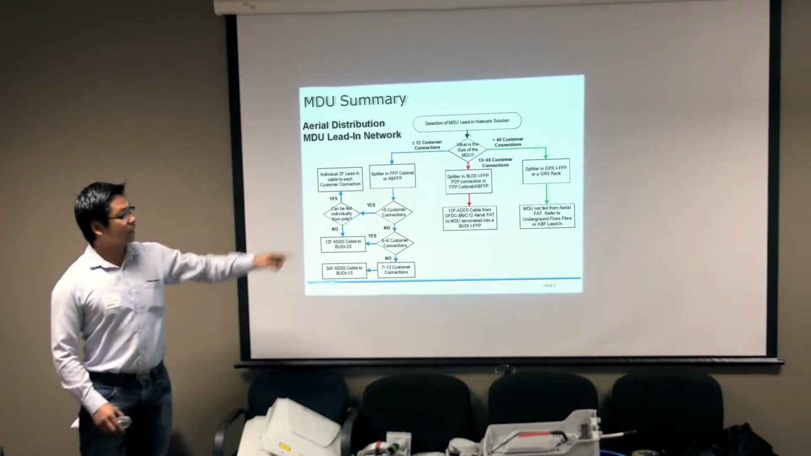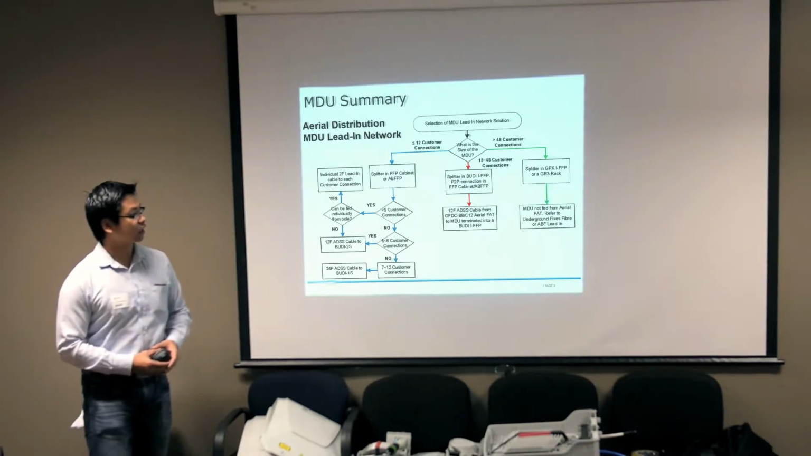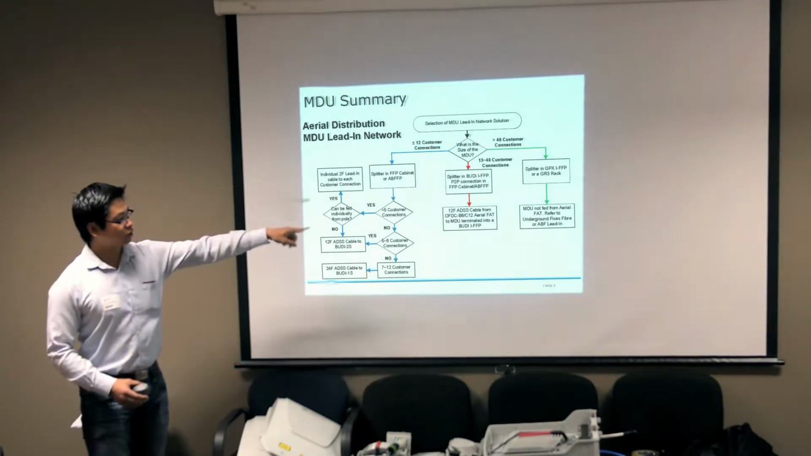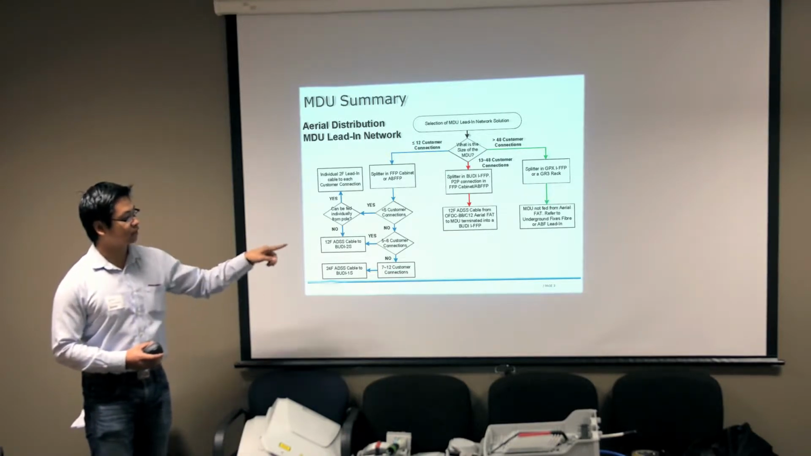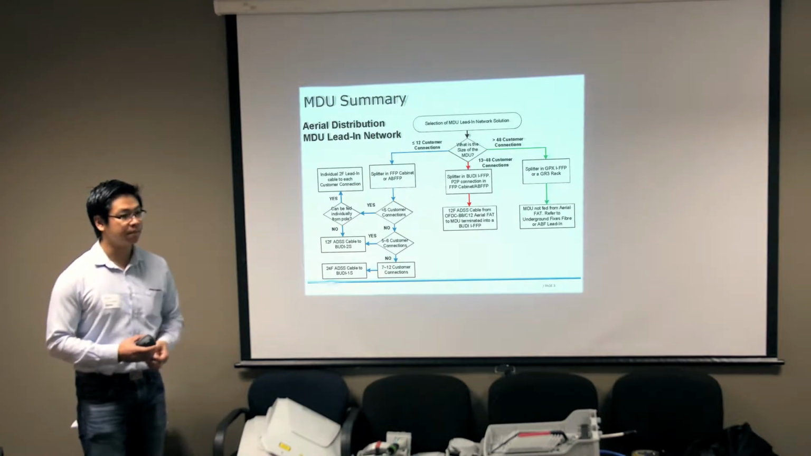For the mid-size MDU, for 13 to 48 customer connections, we install a 12-fiber ADSS cable from your aerial FAT and terminate it into your Woody I-50.